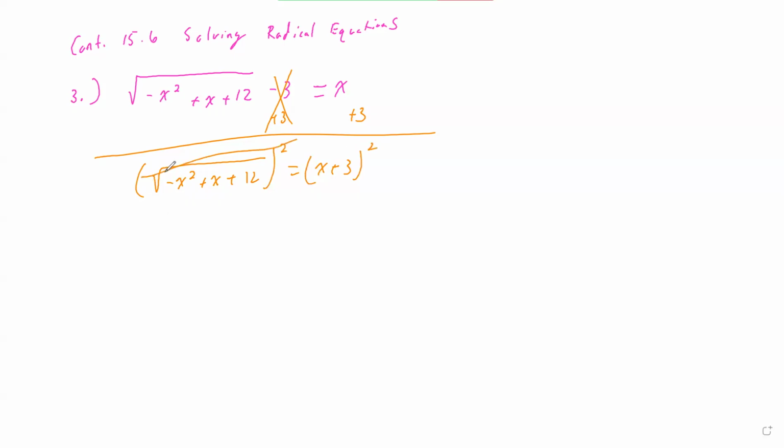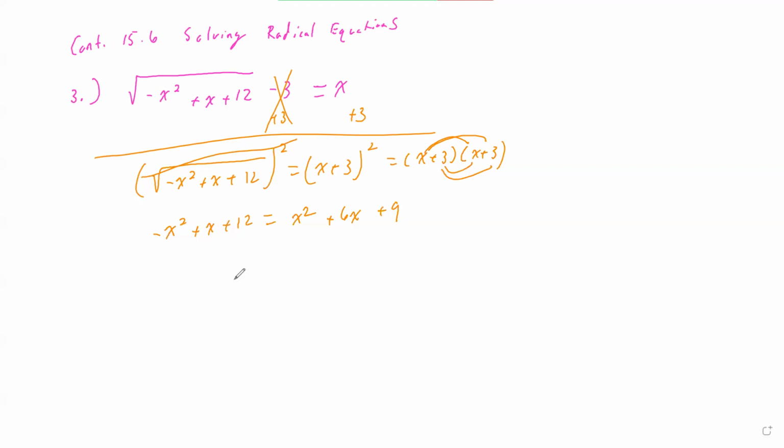So that square root and square root cancel, so now I'm left with negative x squared plus x plus 12. Remember, x plus 3 squared means x plus 3 times x plus 3, and you can either box method or FOIL it, but x times x is x squared. X times 3 is 3x. 3 times x is 3x, so 3x plus 3x gives me 6x, and 3 times 3 gives me 9.